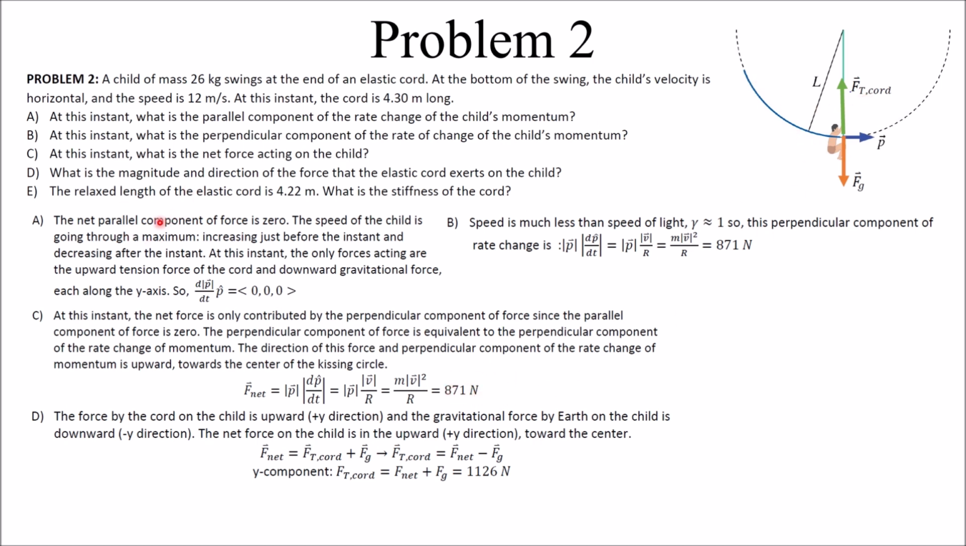For the last little part here, we're assuming that we have this elastic cord, and we can see that at the instant it's at 4.3, but we know the relaxed length in this case is 4.22. So we can use Hooke's law, Ks is equal to the tension, but we're actually solving for K here. When we do that division, we get K is equal to 1.4 times 10 to the 4th newtons per meter.